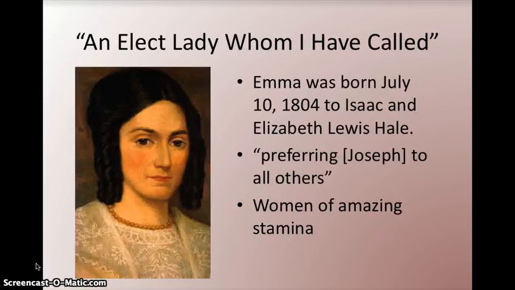The hymn book began with an elect lady, which is found in Doctrine and Covenants 25:3. Emma was born on July 10th, 1804 to Isaac and Elizabeth Lewis Hale. The Hales farmed near Harmony, Pennsylvania, and operated a country inn. Emma and Joseph Smith met when he boarded at her father's inn while working in this area. Her father, Isaac, bitterly opposed their courtship, but Joseph proposed to Emma, and preferring him to all others she had met, she accepted, which I thought was cute. They were married at the home of Squire Thomas Tarbell in South Bainbridge, New York, on January 18th, 1827.